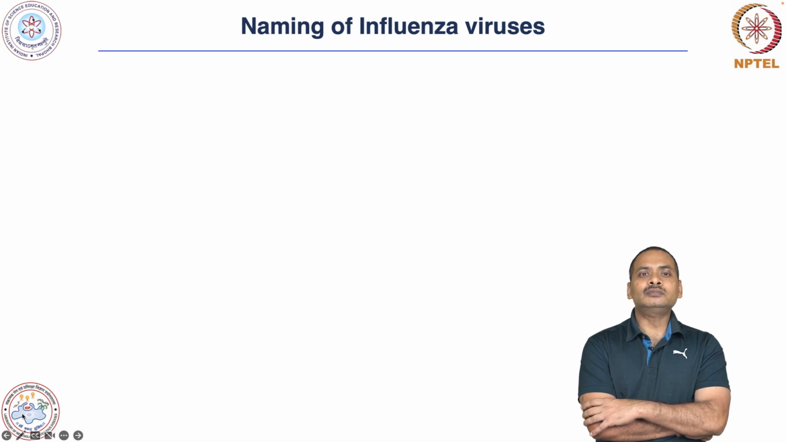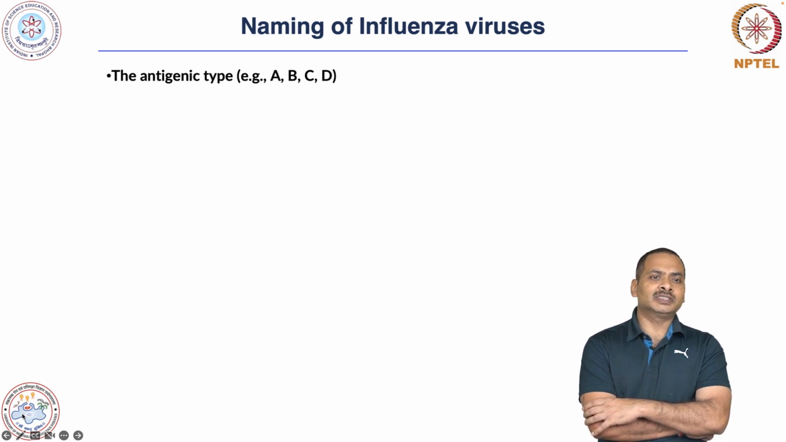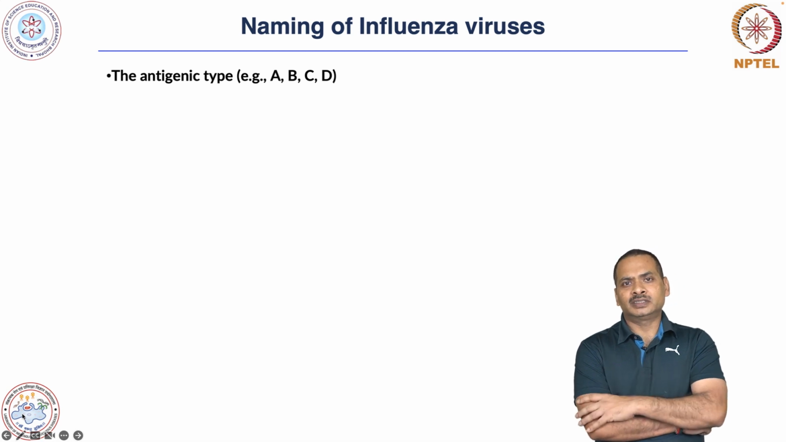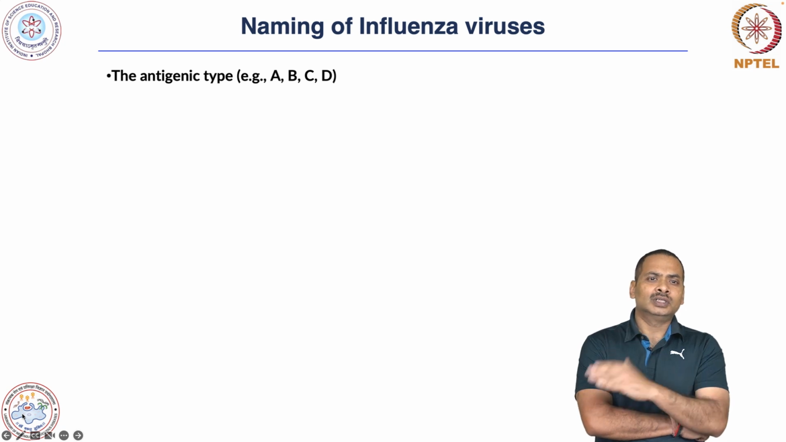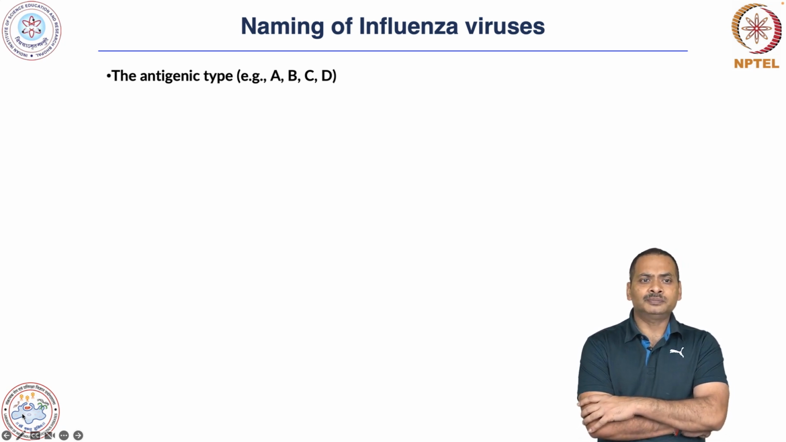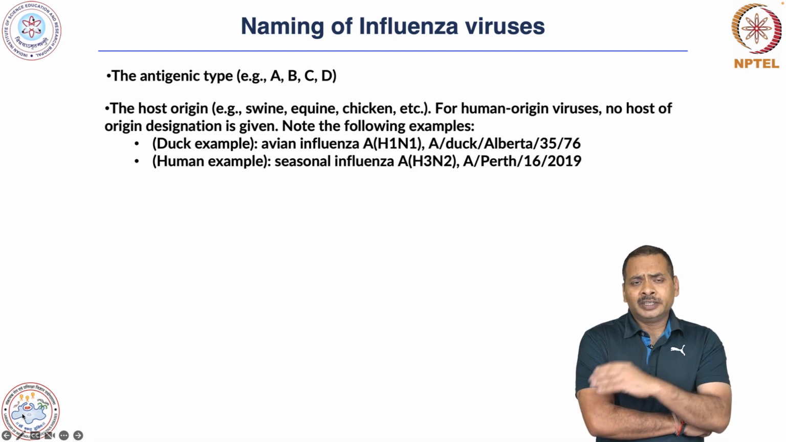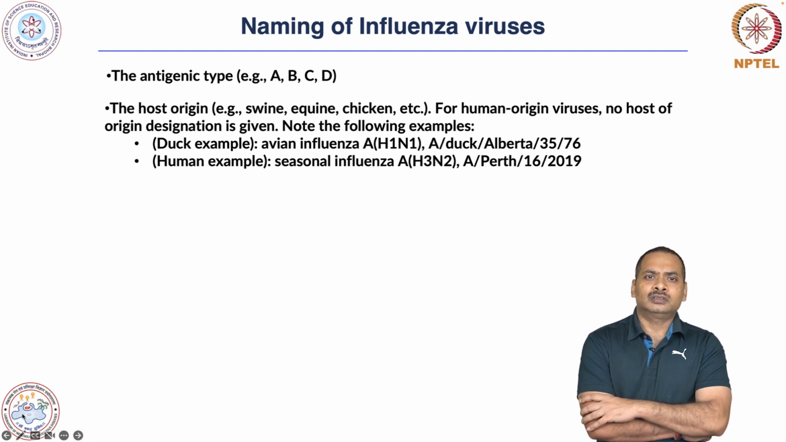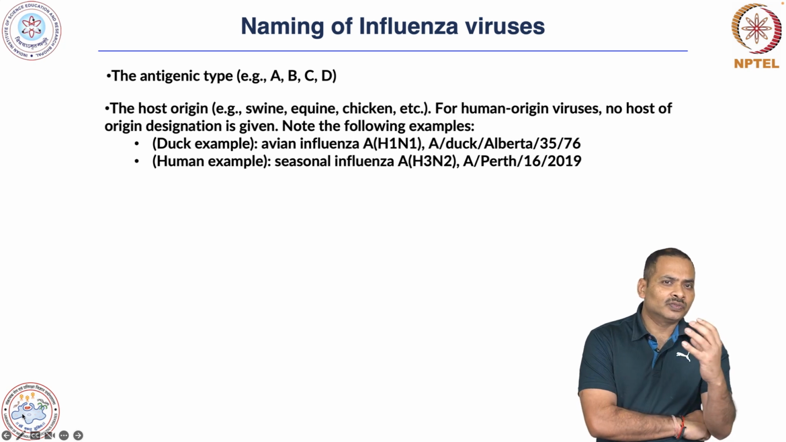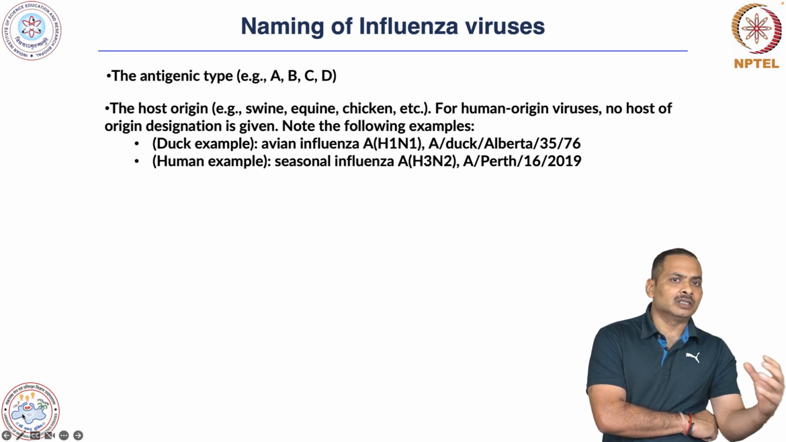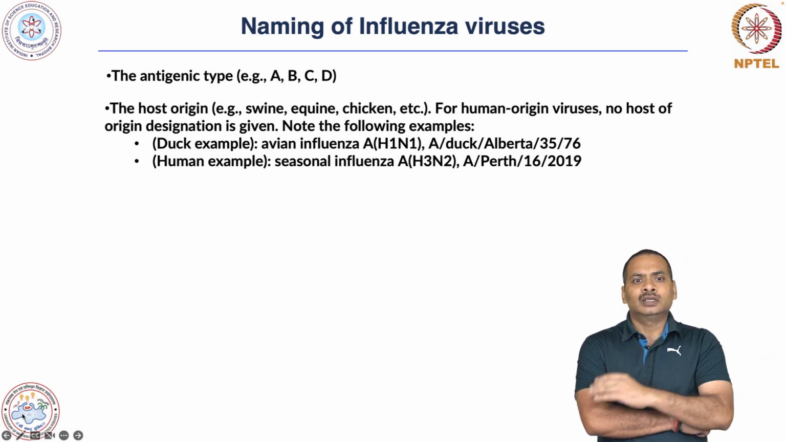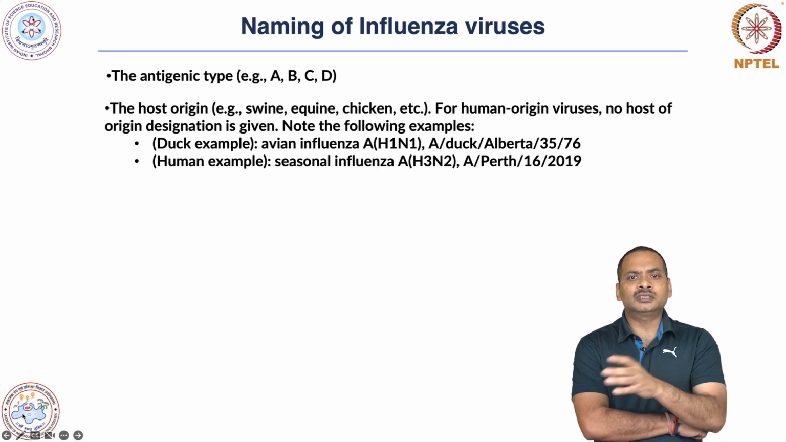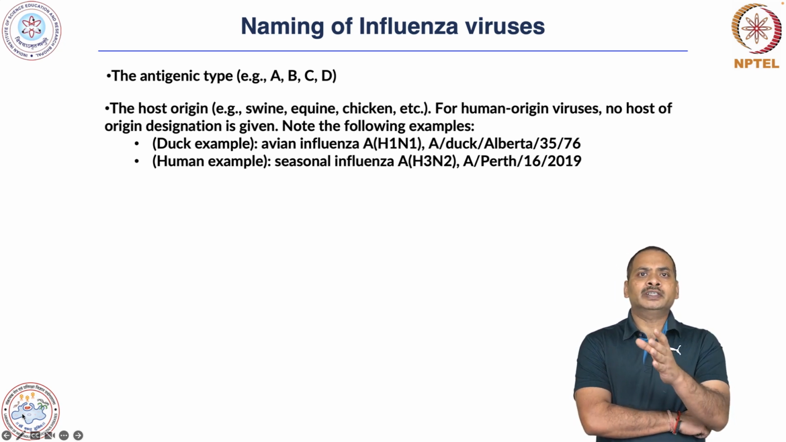The naming system of influenza is initiated with the antigenic type, like A, B, C, D. So they are antigenic types. The naming includes the host origin. Host origin means if the virus is detected from a pig, then that is the host origin, the first detection. Like pig, horse, chicken: so swine, equine and chicken. So these are the hosts.